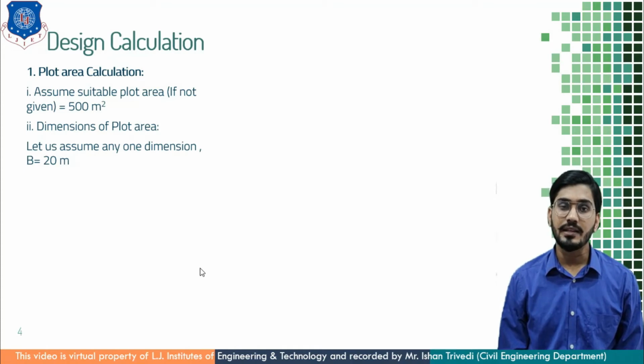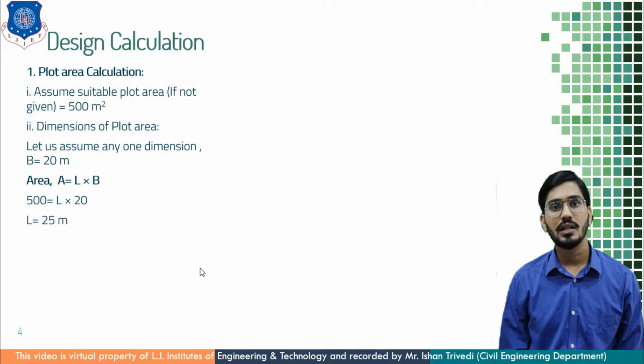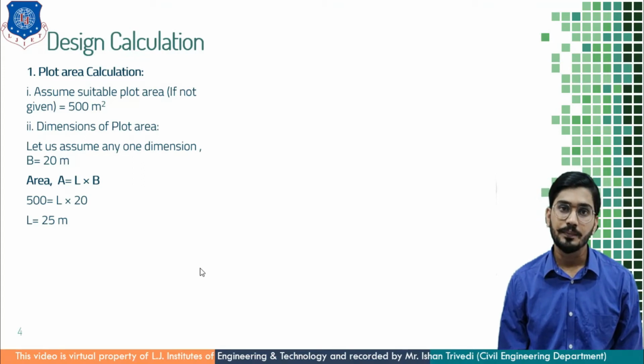If I multiply 22 with 21, I'll go nearer to that value, but not the exact one. So ultimately what I'm going to do, I'm going to reduce one side dimension. That can be width or length, it can be anything. Here the width is 20 meter and the area is length into width. I know the area, that is 500 meter square. I put the value and I'll get the other dimension, that is the length, that is 25 meter.